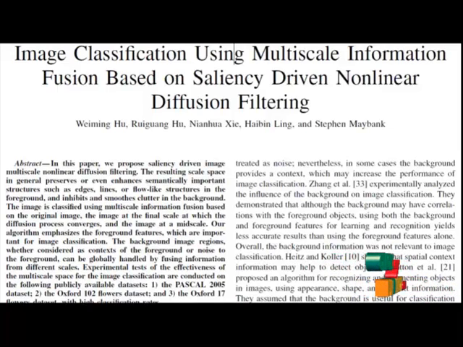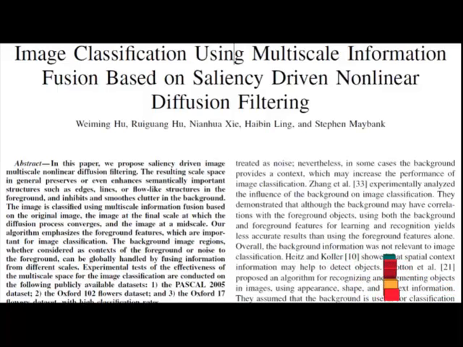It is interesting to filter out background clutter and simultaneously use the background context to increase the performance of image classification. In order to deal effectively with the background information, we propose a salient-driven nonlinear diffusion filtering to generate a multiscale space in which the information at a scale is complementary to the information at other scales. The fusion of information from the different scales may improve the image classification performance.